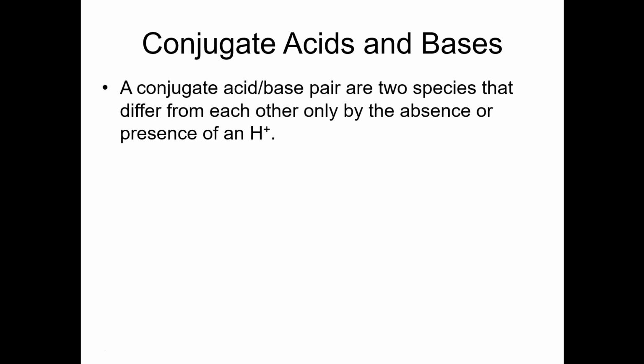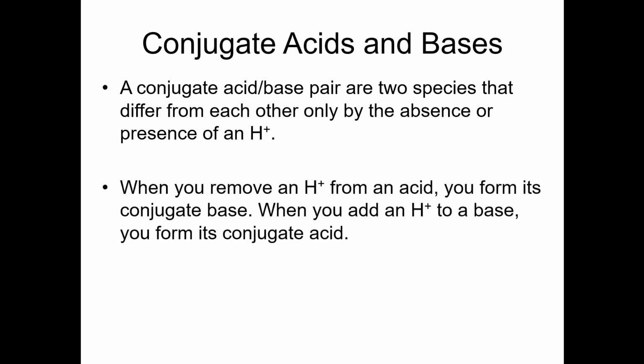A conjugate, because they come in pairs. So if you are an acid, you have a conjugate base. If you are a base, you have a conjugate acid, and they come in pairs. The identity of your conjugate partner is very specific to your formula, and we'll talk about this in just a second. But more generally, a conjugate acid-base pair are two species that differ from each other only by the absence or presence of a proton or an H+. So when you remove an H+ from an acid, you form its conjugate base. When you add an H+ to a base, you form its conjugate acid.